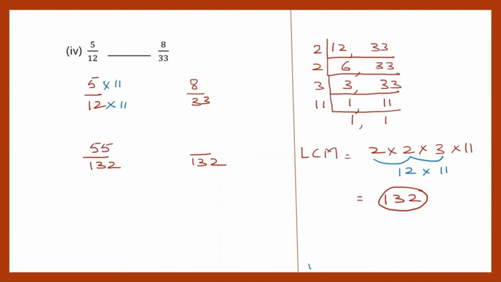Now 33 into what will give you 132? Let's multiply and see. 33, let's multiply it by 4. 4 3s are 12, carry 1. 4 3s are 12 plus 1, 13. We've got 132. So 33 into 4. So 8 4s are 32. So we've got like fractions and the numerators also. The greater one is 55 by 132. So this is the greater one, and let's fill in the greater one there.